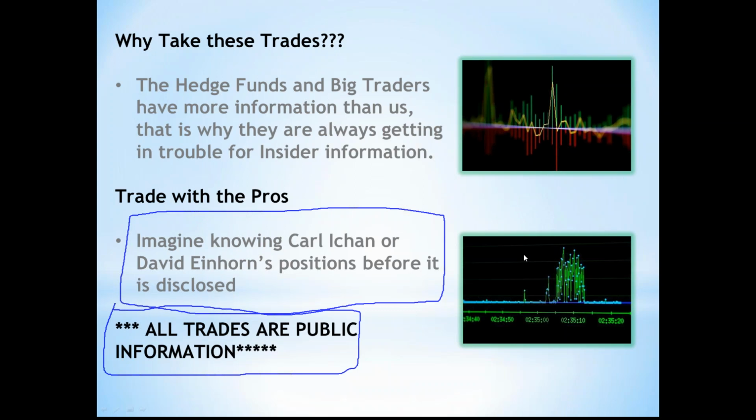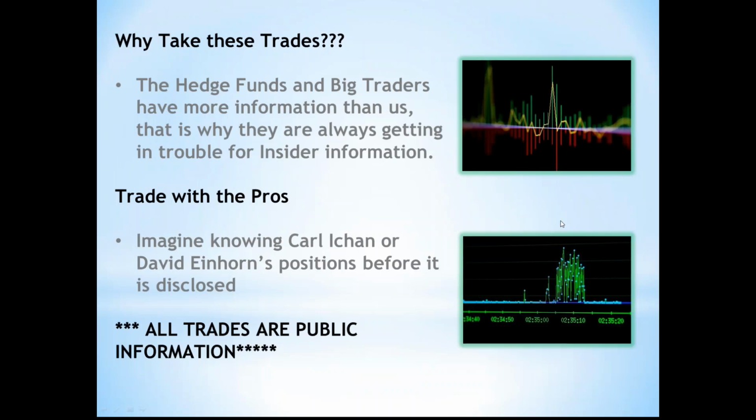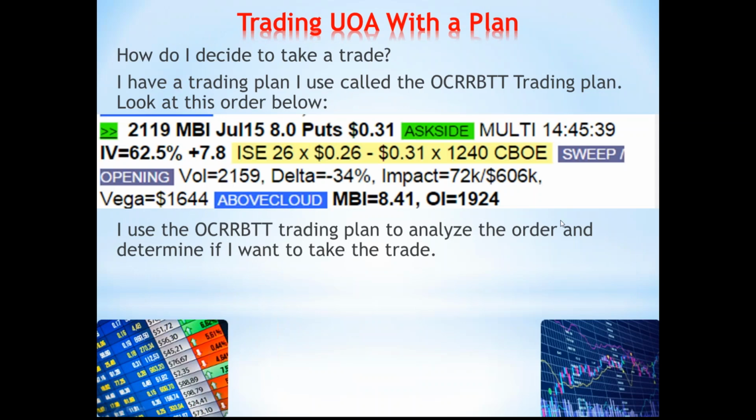This example is a little bit more recent than the ConAgra example. It's about 2 weeks old, and it was a trade that came across in MBI. MBI is a company that has a lot of exposure to particularly Puerto Rican bonds. They're a debt insurer, right? So it's a stock that has been very much in focus, and we've seen some order flow in it. But we saw a big order coming across the tape in MBI in the July 8 puts that were bought for 31 cents. So what are the things that I start to notice about this right away?